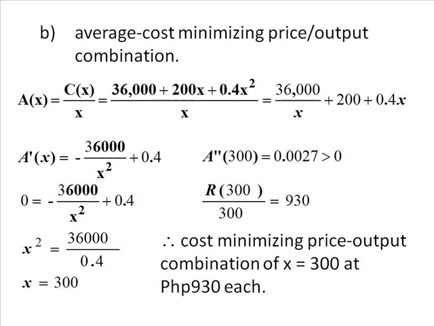And then finally, to answer the second question, we solve for the average cost function so that we can use its derivative to identify the optimal output. Then, we use the revenue function and the optimal output to solve for the optimal price.